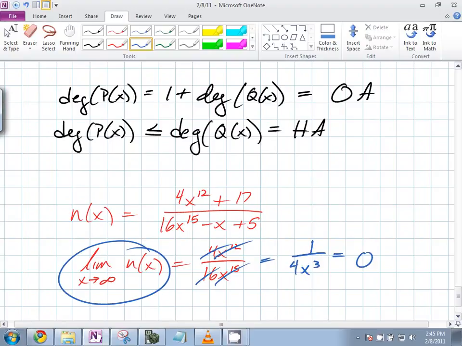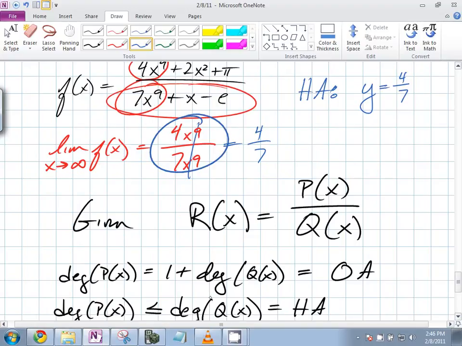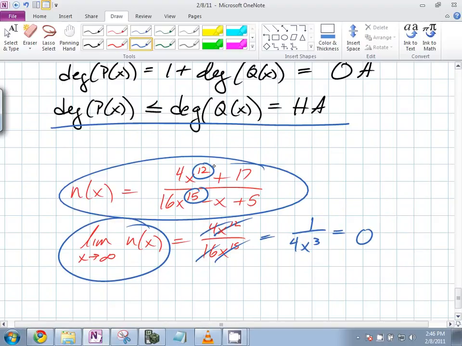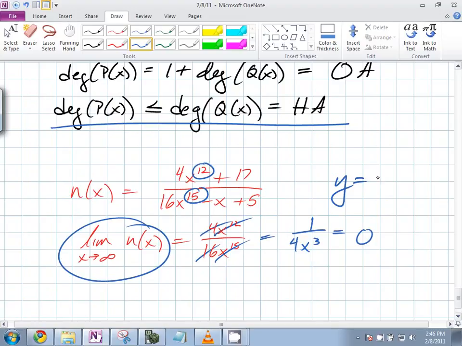Well, what's the degree up here? 12, and this is 15. So it fits this one right here because it's less than. What example did we do up here? This was when the degrees were the same. In this case, though, what is the horizontal asymptote for this function? Y equals 0. Yes, because what happens to this value as x gets huge? It gets infinitely close to 0.